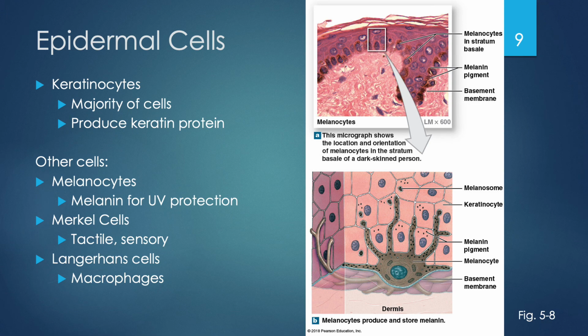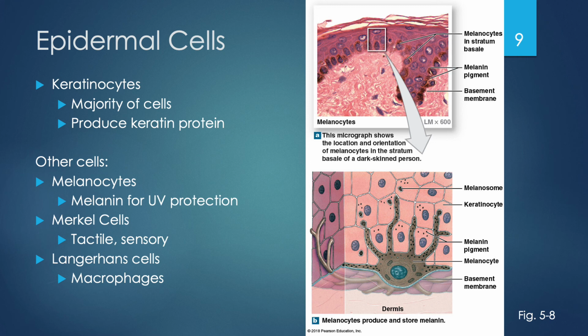The epidermis is composed of a number of different cells, but keratinocytes really comprise the vast majority. So keratinocytes, hence the name, are cells that produce keratin. And that keratin protein is going to have an important function in creating a water-resistant barrier in our skin.